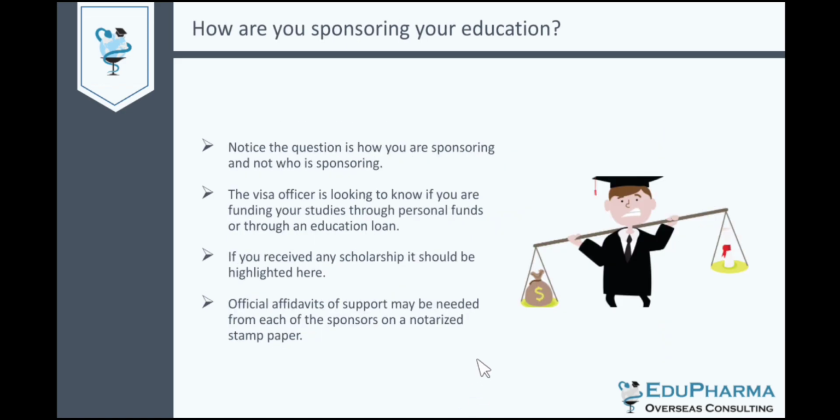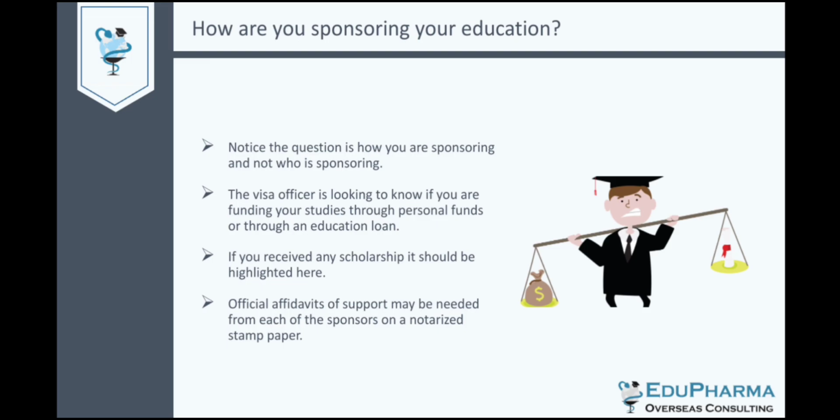Okay. The next question after the course comes on the financial aspects of your journey to the United States. How are you sponsoring your education is one of the very common questions. You should also remember to always listen to what exactly the visa officer is asking. Here this may be confused with who is your sponsor, but actually the question is on how you are sponsoring your education. What the visa officer is basically looking for is knowing if you are funding your education through personal funds or through a loan.